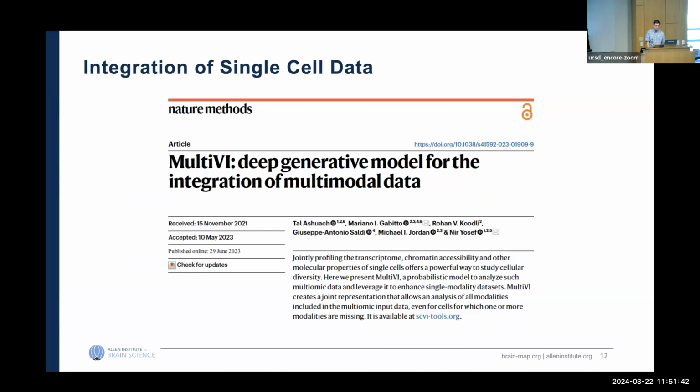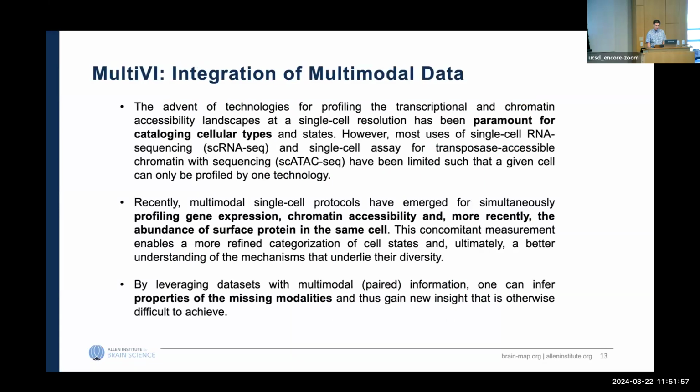So here's this generalization. This was the generalization where they were using it to incorporate a lot more missing and other kinds of multiple data. This is by Ashwat and Gabito, this paper here.